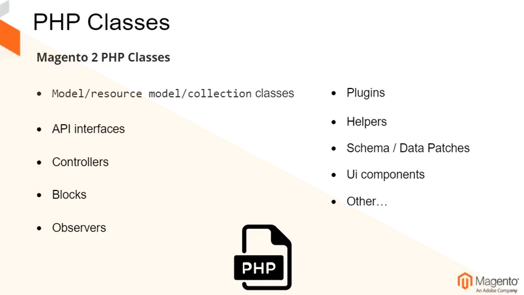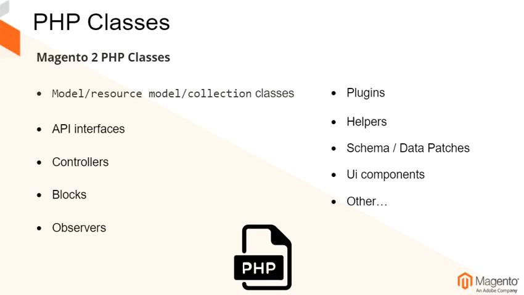Helpers. Helpers are auxiliary classes that encapsulate some useful functions, such as performing tax calculations. Schema data patches. These scripts are special files that update a database schema or add data to a database. We will talk more about databases and scripts in Unit 4.